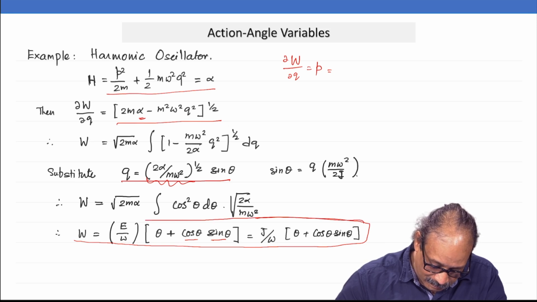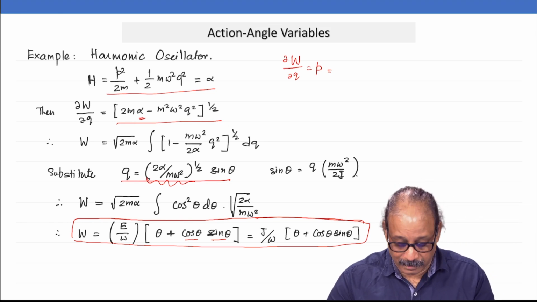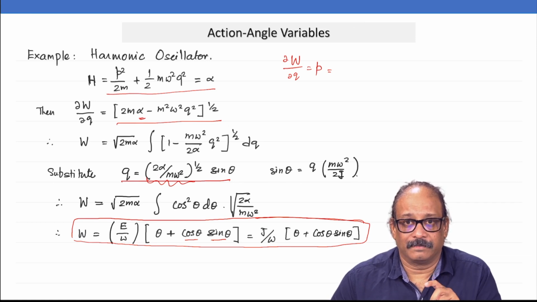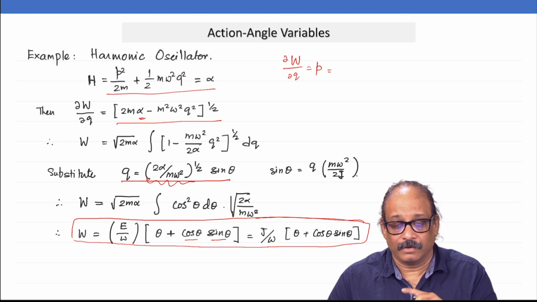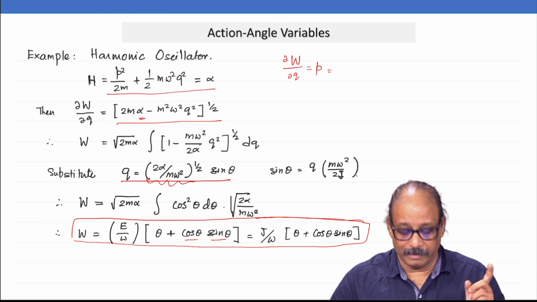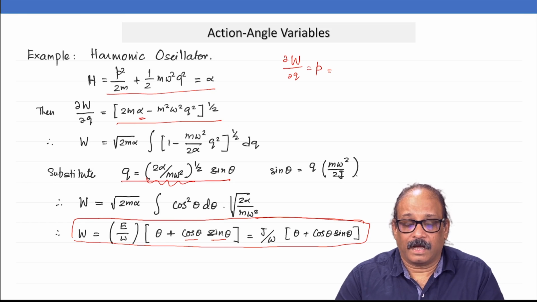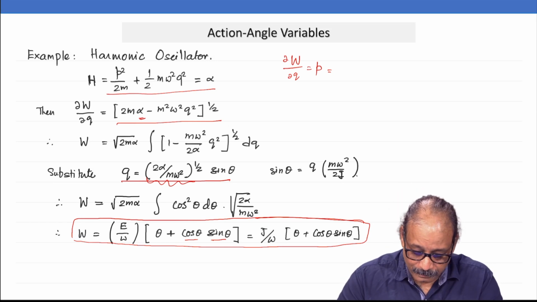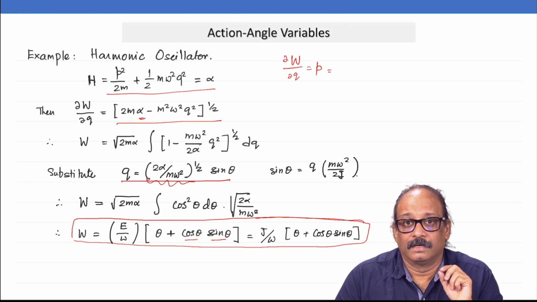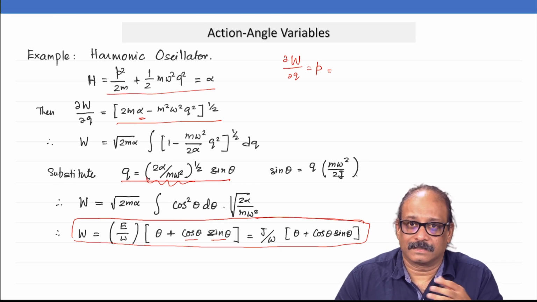Hamilton's characteristic function now can be expressed as J by omega. There is a possible confusion there. I have the same symbol omega which looks like W, but this is not the coordinate, sorry. This is J by omega, where omega was a constant in the Hamiltonian, times theta plus cos theta into sin theta. And now, once I have this W, now I can calculate the new canonical coordinate. What is the new canonical momentum? That is capital J already.